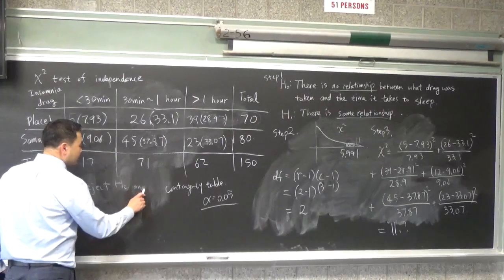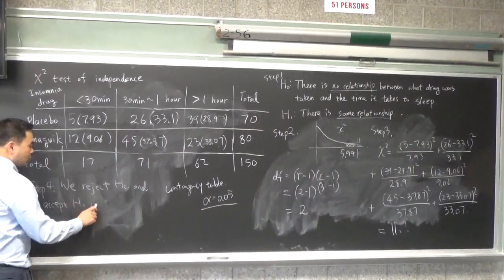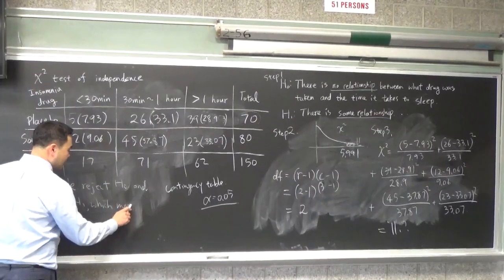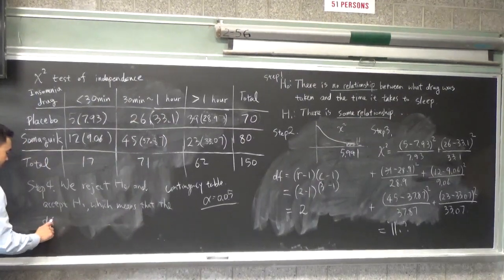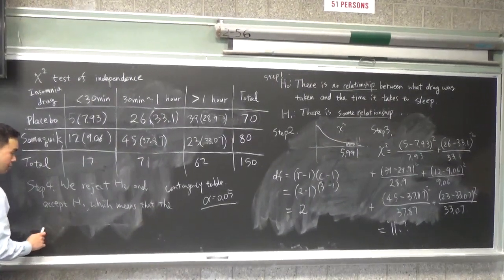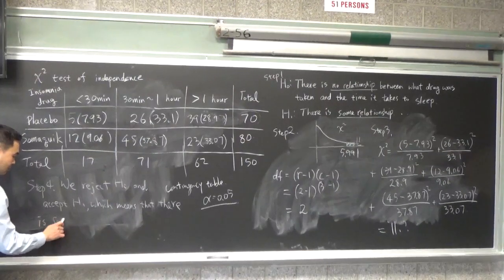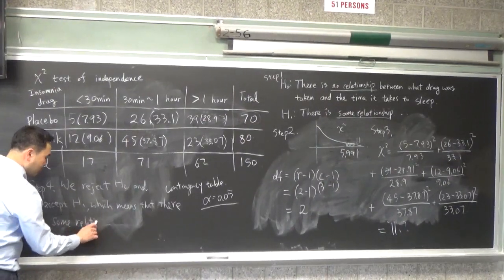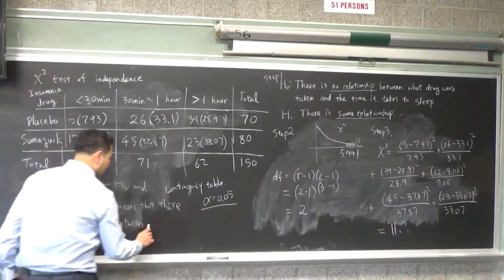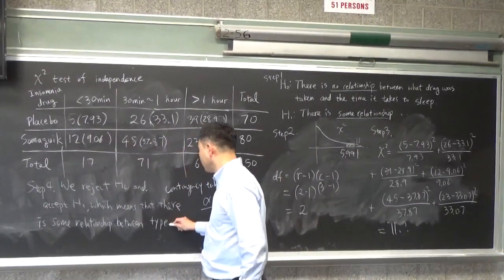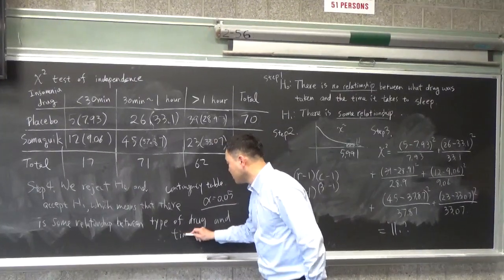H0 and accept H1, which means that there is a relationship between type of drug and time to fall asleep.